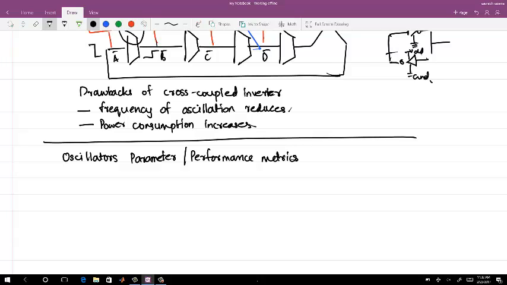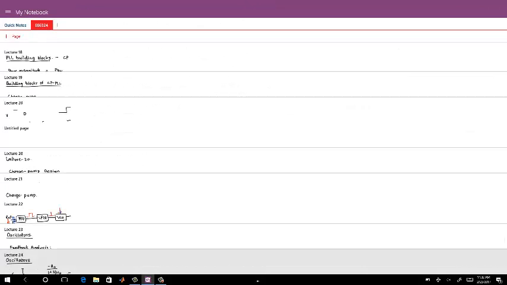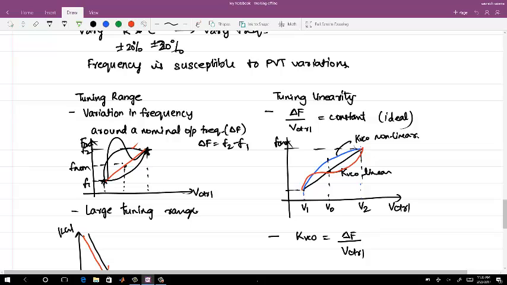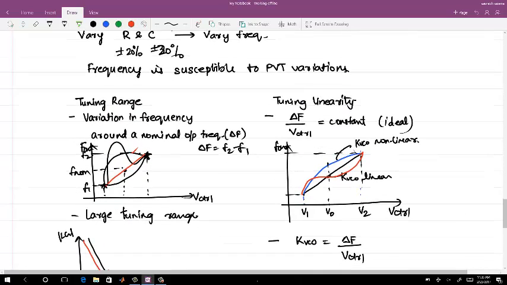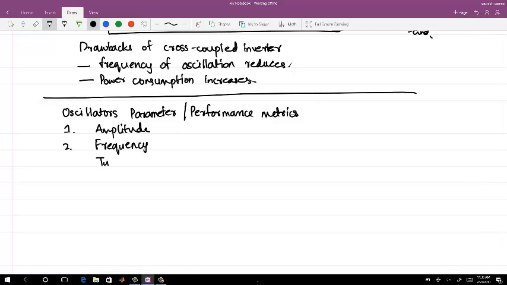We talked about amplitude, which in this case is limited by the VDD and the current, and the frequency, which is dependent on RC. And if I look back at yesterday's one, we were looking at the linear tuning range and tuning linearity. That was the one which we were considering. Okay. So the other points we were looking at were tuning range and tuning linearity.